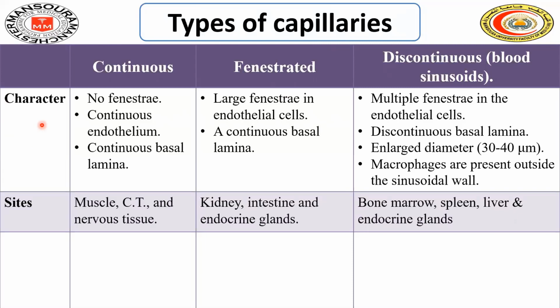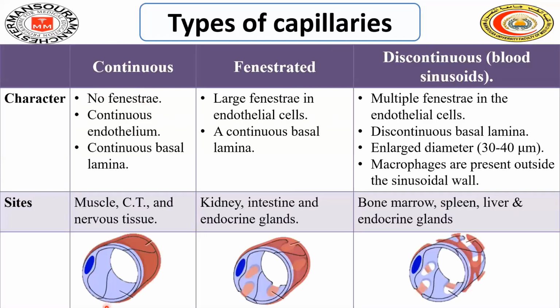Regarding the first one, the continuous type, this type is characterized by having no fenestrae at all. So no holes are present in the wall of continuous capillaries. Here is the diagram for the capillary wall. Here we have continuous endothelium, so the cells are intact with no fenestrae at all. And the basement membrane, or the basal lamina, is also continuous with no holes present in it.